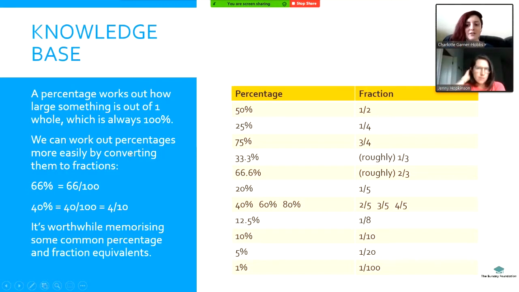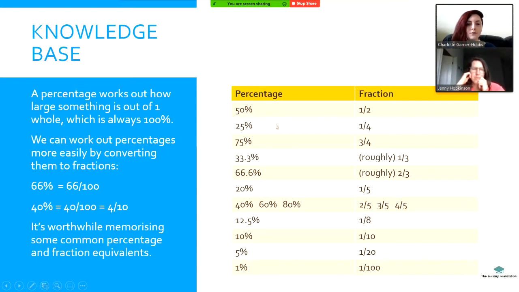The major thing to remember is this idea that a percentage is always out of 100%. And the easiest way to think about solving it is to do it as a fraction. So if I've got 66%, that's the same as 66 out of 100. If I've got 40%, that's 40 out of 100. Or if you simplify it down, that's the same as saying 4/10 of something.